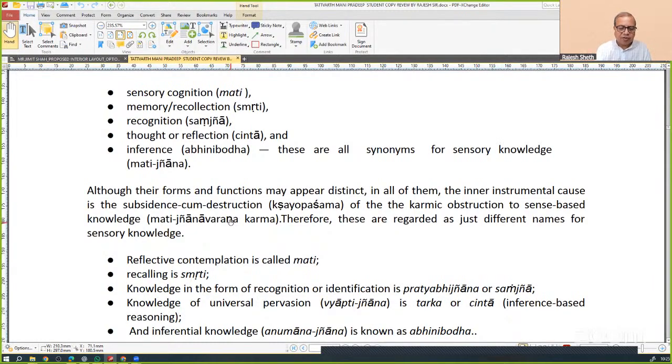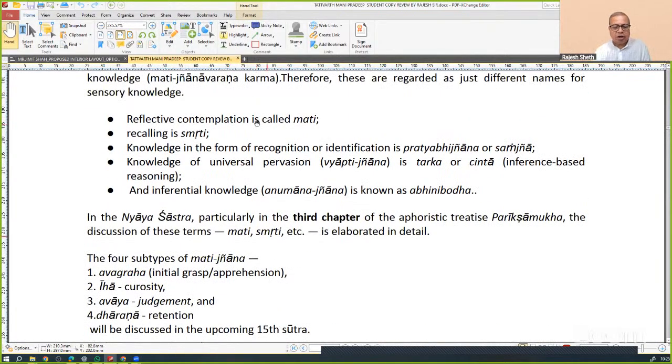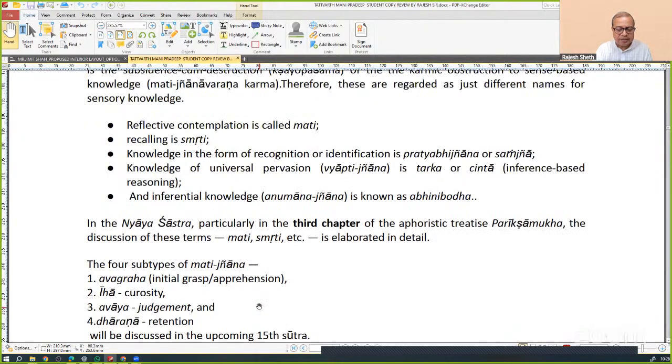Okay. So the first one, Manan, Mati. Mati means Manan. Okay. Reflective contemplation. Okay. Bara Bhavna, we had these 12 contemplations or we have 12 reflections. This is called Mati. Then recalling is Smriti. Recalling means memory. Coming into memory again is called Smriti. So what has reached the level of retention, that only will come in memory.